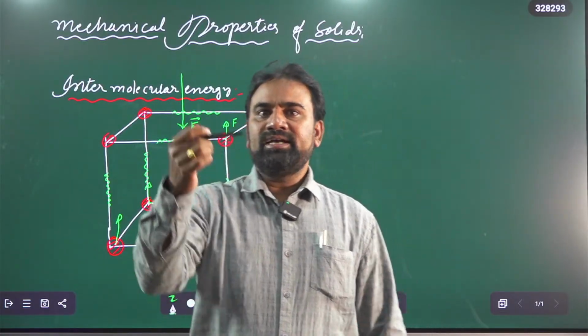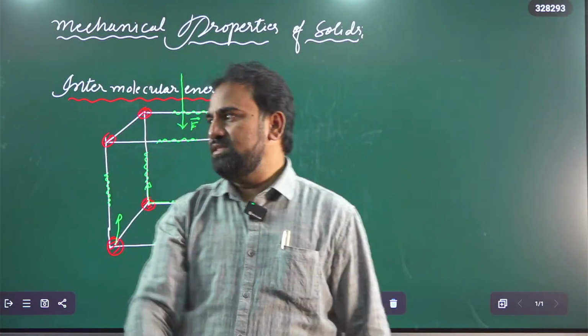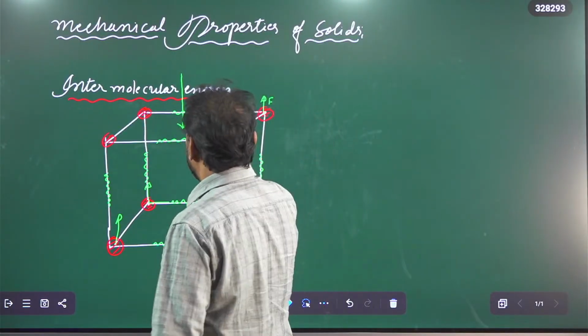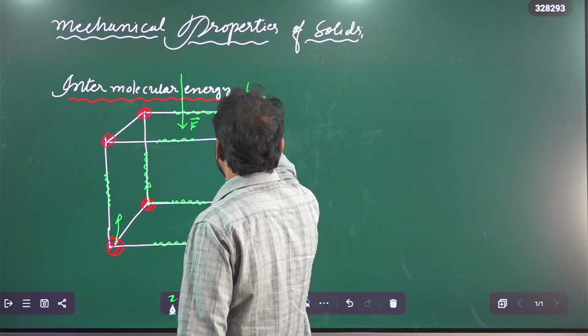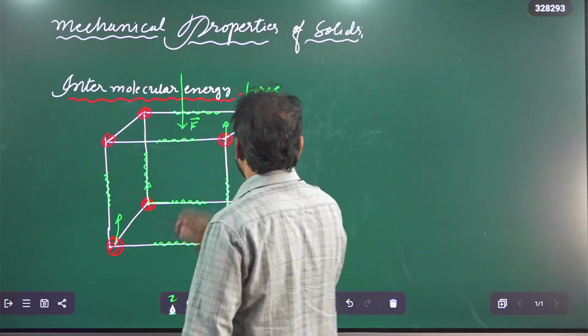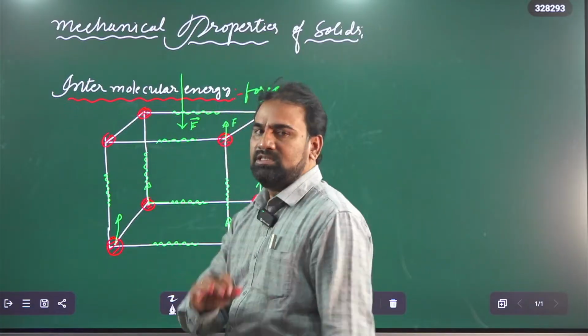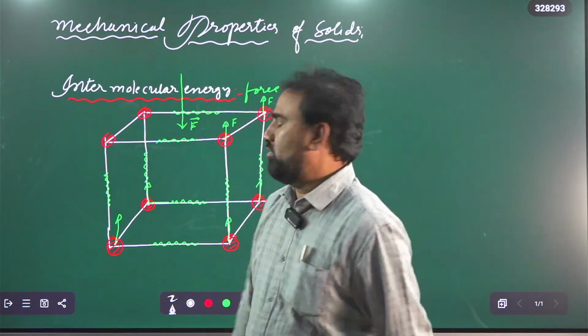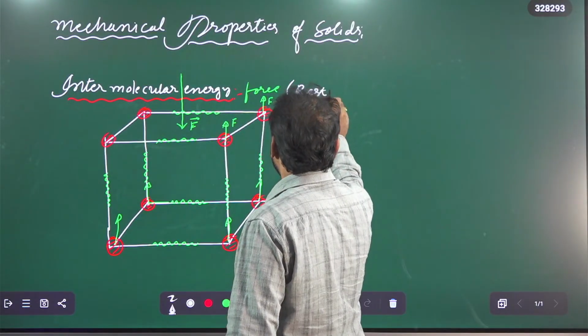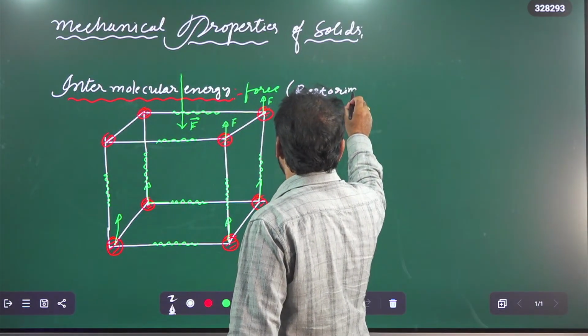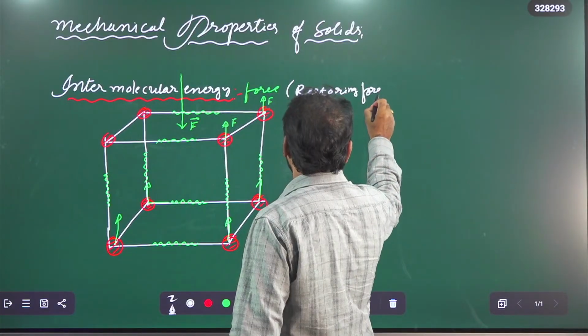The electrostatic interaction force between the molecules is called what? Intermolecular force. This intermolecular force is also called the restoring force.